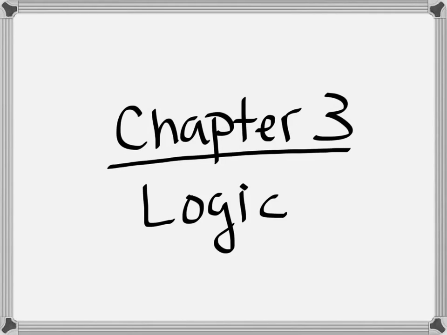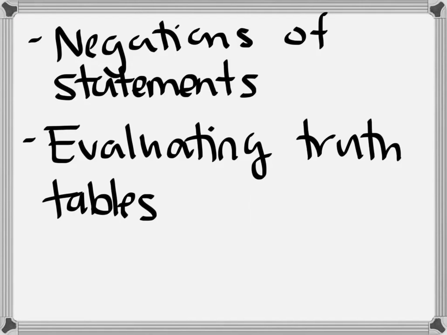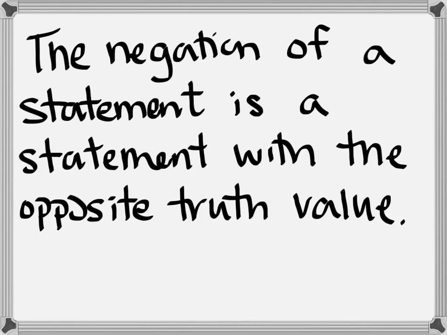All right, last class we developed the terminology of what statements are in logic. Today we're going to talk about negating these statements, and we're going to begin talking about truth tables. The negation of a statement is a statement with the opposite truth value. So negation sort of means opposite. Now some of these are pretty easy to do.